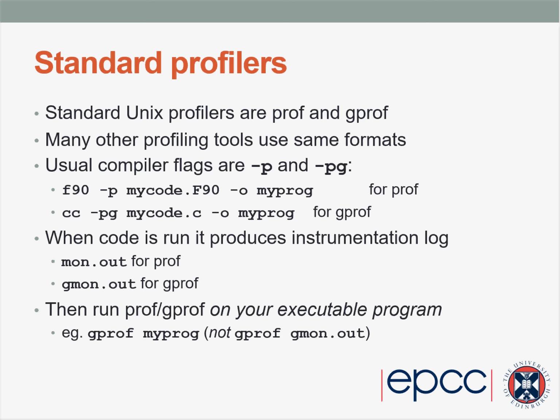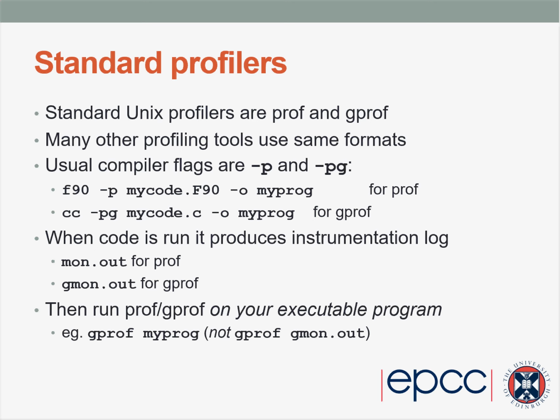So you compile your program with -p or -pg for each source file you want to profile. And then when you run your program for a given test case, it will produce something called mon.out if you compiled it with -p, or gmon.out if you compiled it with -pg.